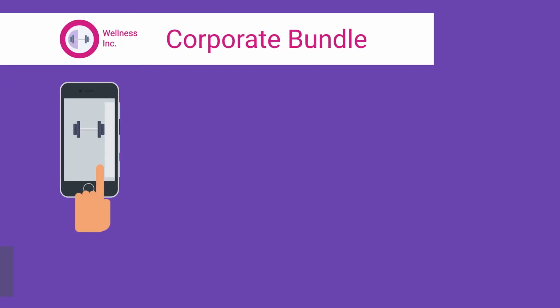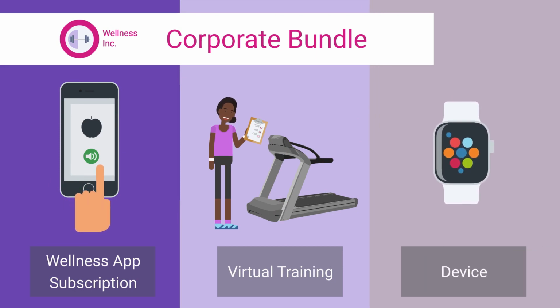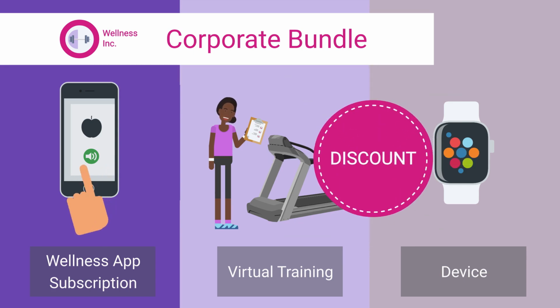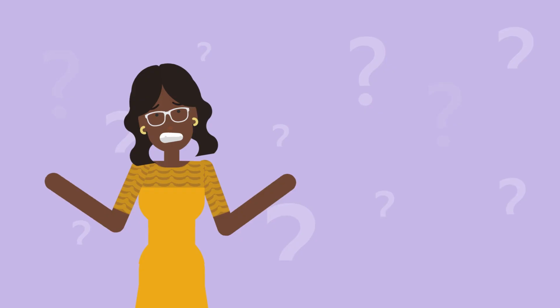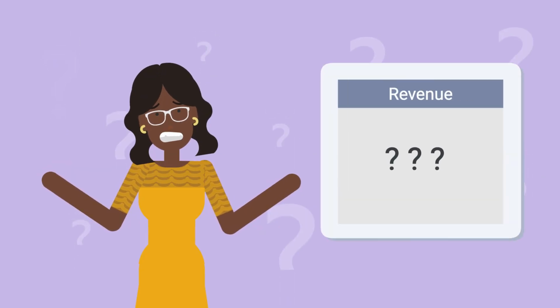For example, a SaaS business may bundle a subscription service with other products and services, such as support, training, and even hardware over the duration of a contract. And they may offer a discount as part of the sale. This makes revenue recognition much more complex.